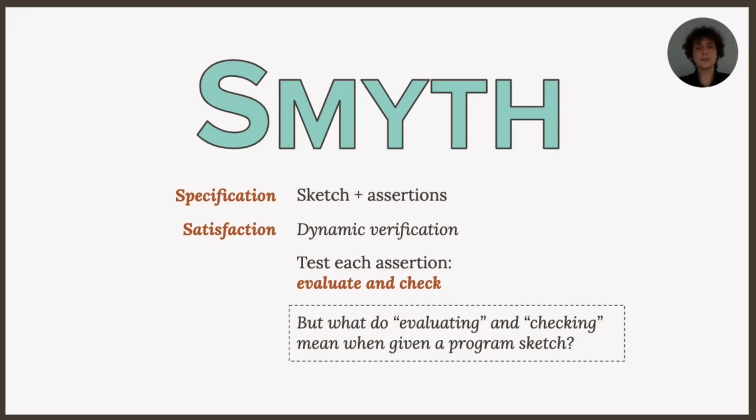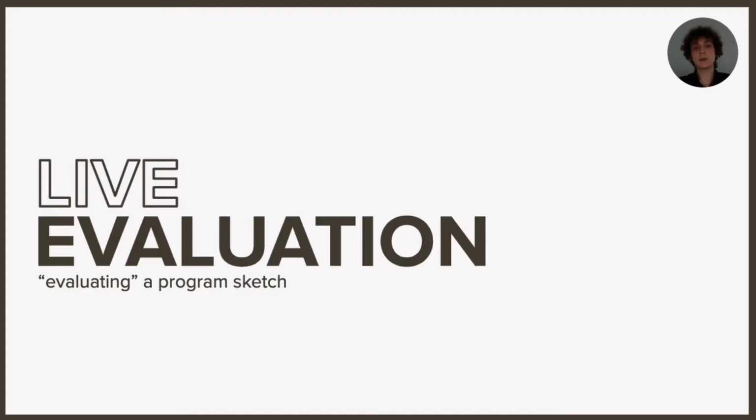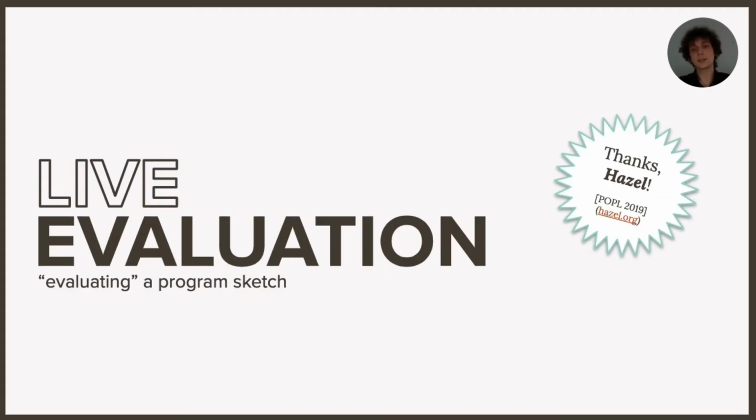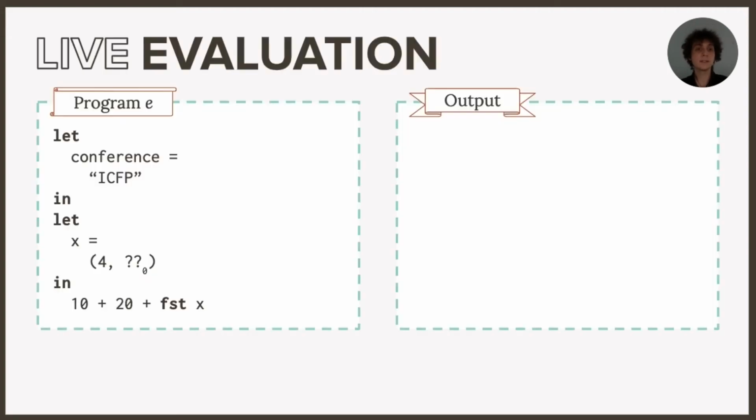Well, the answer to the first of these questions is live evaluation, which is theory that we draw from the Hazel project, which you can find at hazel.org. Let's take a look at how it works. Say we're given the program E on the left, which computes 10 plus 20 plus the first of this pair x, where x is 4, comma, a hole. Well, we can compute the 10 plus 20 and get 30 just fine, and then we can also take the first of this pair, which we know is going to be the concrete value 4. So we can get normal output, 34. Notationally, we would say that in the empty environment, E evaluates to 34.